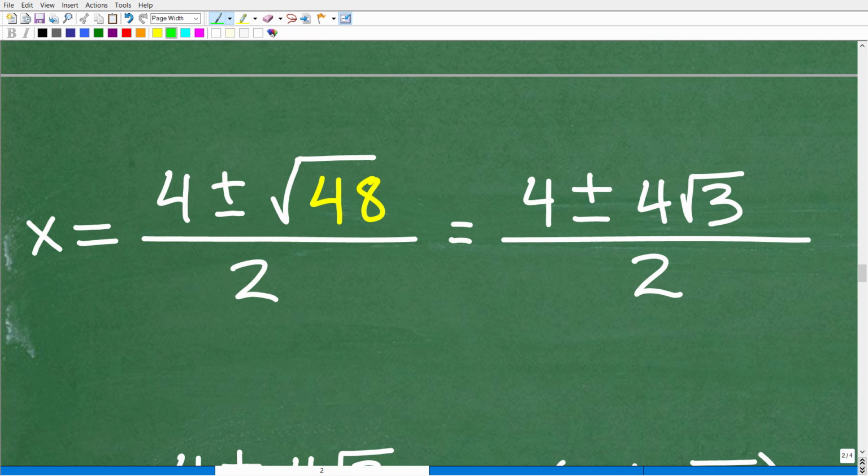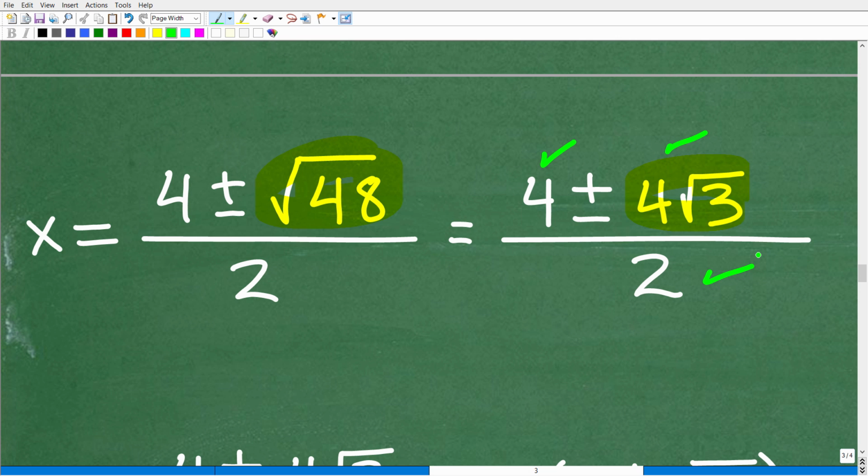So I know that's exciting for a lot of you out there, like, yay, more work to do. So we have 4 plus or minus the square root of 48 over 2. Remember, the square root of 48 we simplified as 4 square root of 3. So this is our prompt, but we are not done, because notice up here in the numerator we have 4 and we have a 2 down here.